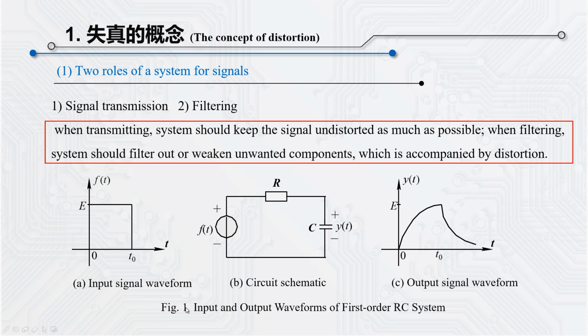Figure 1 is an RC circuit. Let's take a look at its input signal. The input signal is a rectangular pulse, and its output waveform is shown in Figure C. Compared with the input signal in Figure A, the output signal in Figure C has a big distortion. Here we can find that the RC circuit is a linear system. It produces distortion in the process of signal transmission.